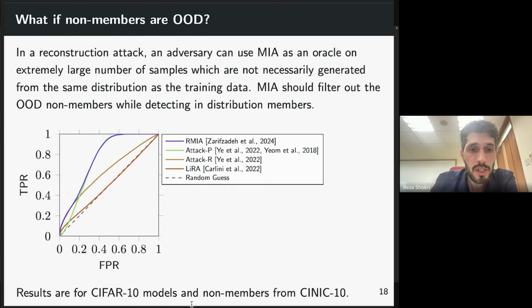So this is a scenario that I think we all need to look into better to see how we can design tests that would be able to differentiate between members and non-members if we don't completely follow the assumptions made in the membership inference game.